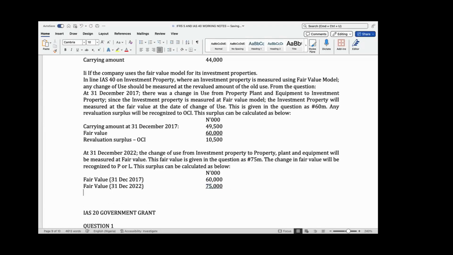This fair value surplus also, we're going to recognize it to P&L, and it's 15,000. Okay.